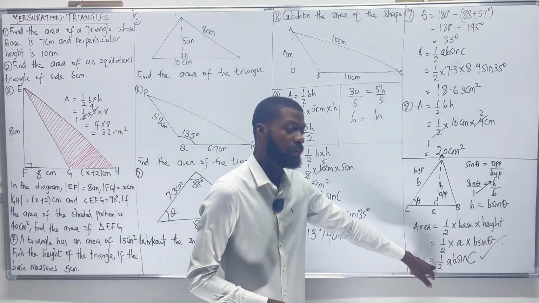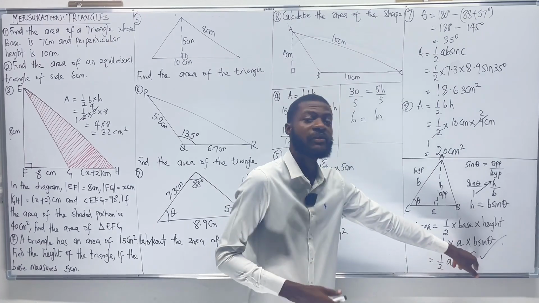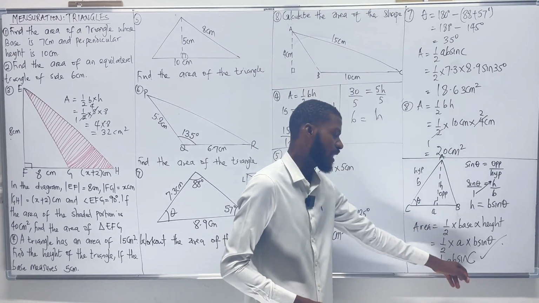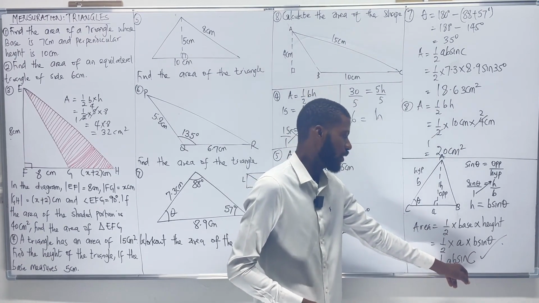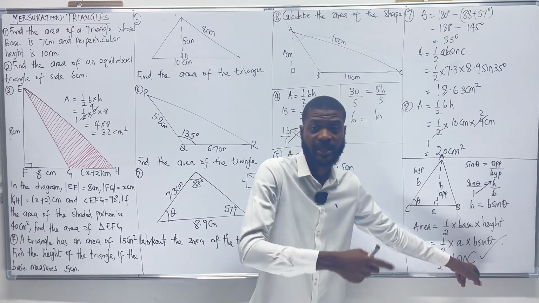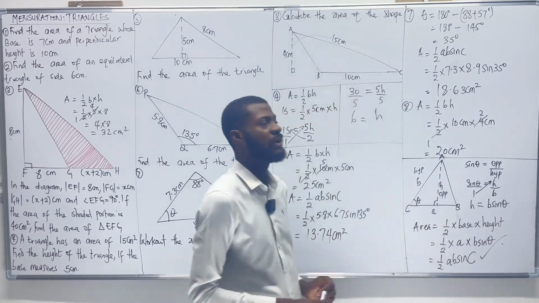Now, using this formula, you can actually find the angle, if for some reason you were not given the angle, but you were given the area. So this formula stands. There are questions like that, where you'll be given the area and the two sides, and they say find the angle connecting those two sides. We're going to use this very formula.